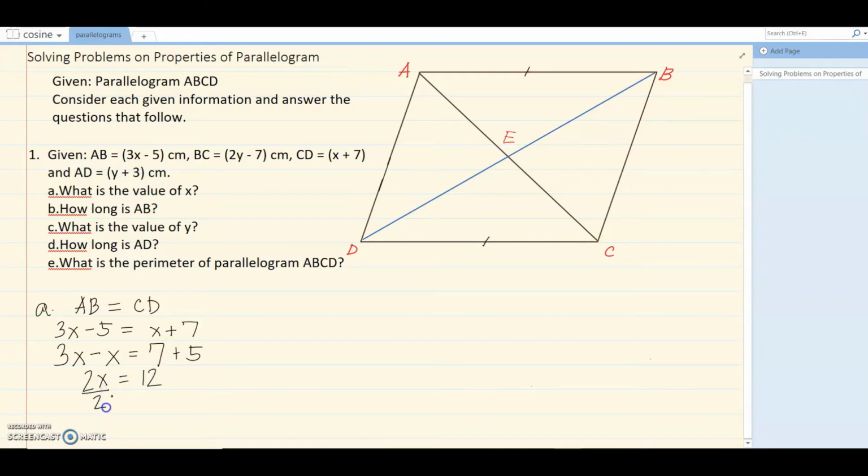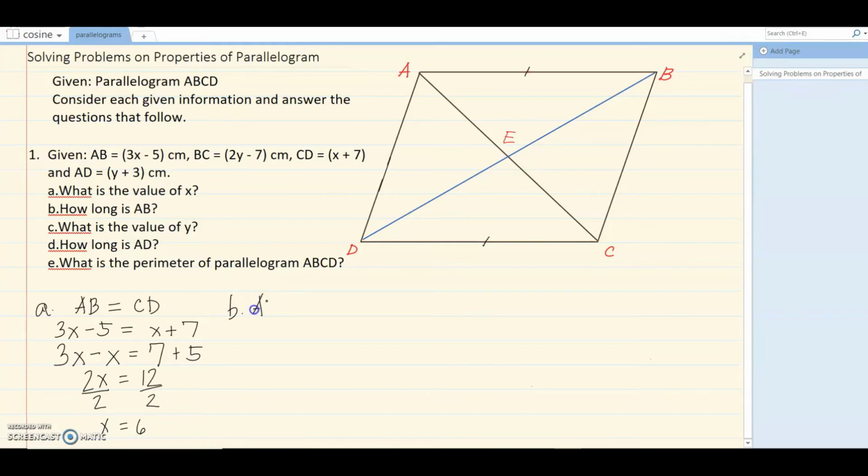Then, divide both sides by 2. X now is equal to 6. Okay? So, that is the value of x. Now, for letter B, how long is AB? Or line segment AB. Since ang AB natin is 3x minus 5, and our x is equal to 6, substitute lang natin yung value ng x.